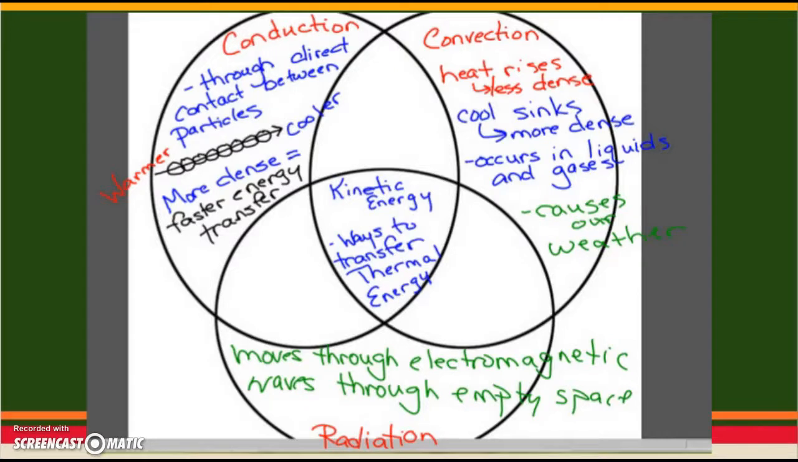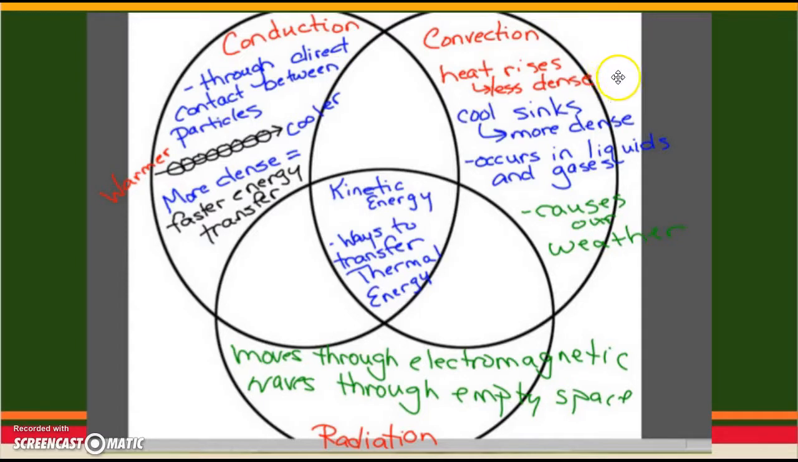And then there's a Venn diagram. Kinetic energy, ways to transfer thermal energy, is true for all of them. Conduction, through direct contact between particles. So warmer bumps in towards the colder end until it's all the same temperature. The more dense, the faster energy travels. And of course, we talked about metals, how metals have free range electrons and they bounce all over the place, like if you play a pinball machine, and they help heat up the metal a lot faster.